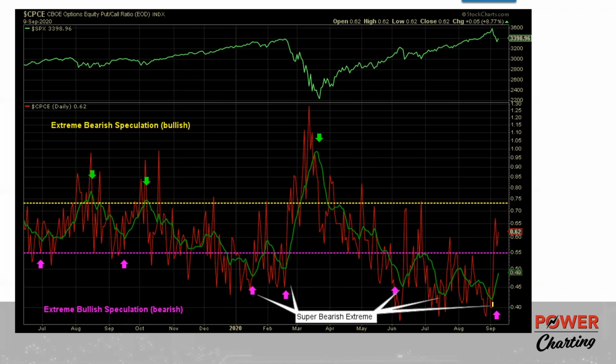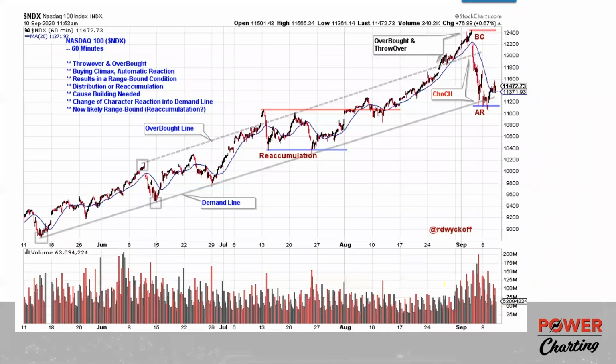So we're going to watch this closely, but now this 10-day average is pointing up, which means that put buying is on the increase. Here is the NDX chart that we looked at. I actually put this in a blog over the last weekend, so please go in and look at that chart. You can make it active and bring it up to date.